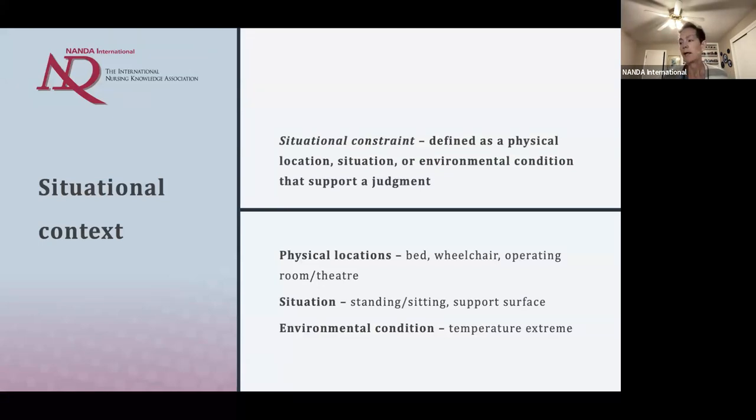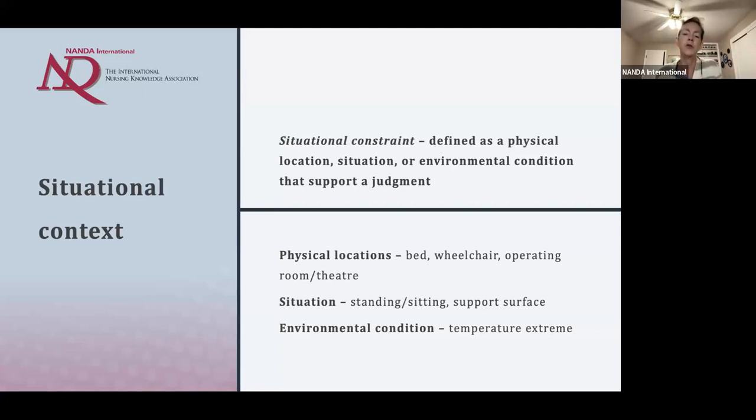Situational context, this is the new axis. It is defined as a physical location, a situation, or an environmental condition that could support a judgment. For example, we had a lot of terms in our current axes that included things such as bed, wheelchair, or reference to operating room or theater through perioperative. We had situations such as support surfaces or sitting position, standing position. And then we had environmental conditions such as temperature extremes. The feeling is that these contexts can be very helpful as we're considering diagnoses for patients.